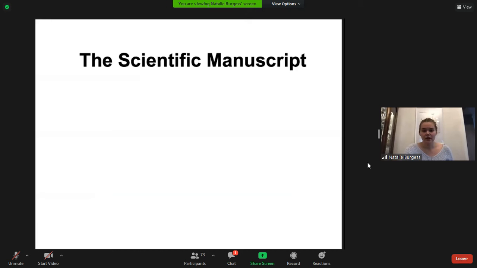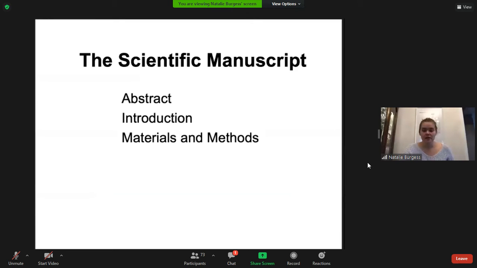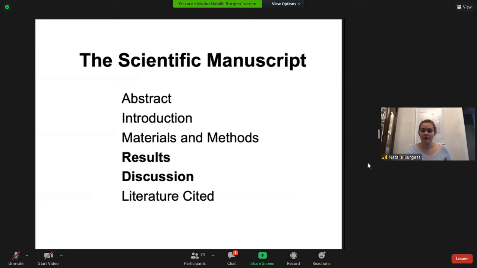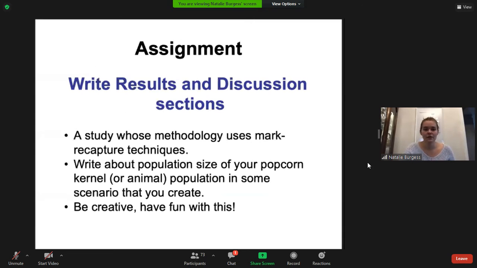And then just to reiterate the whole point of doing our writings: this is to build up to your final scientific manuscript. The key components here are an abstract, the introduction that you should hopefully be finishing writing, if not finished, to be handing in today, and the materials and methods from last week. Today, we're going to be doing the results and discussion that you guys will hand in later, and then your literature cited. So for the assignment, you're going to write results and discussion sections, and you're going to look at a study whose methodology uses mark-recapture techniques.